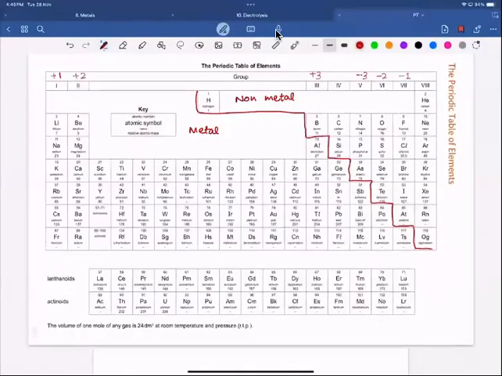Okay, so the ones on the left side of the stair, all are metals. The ones on the right side of the stair, all are non-metals, and these are the charges. So it means that this +3 is going to have group 3 elements. Okay, is this clear? Yes, sir. Okay.